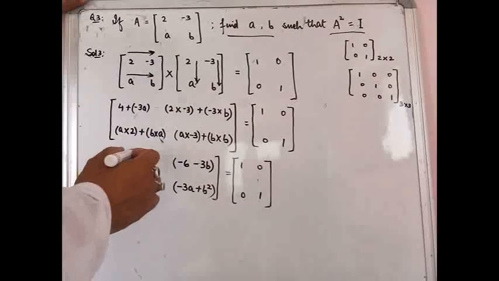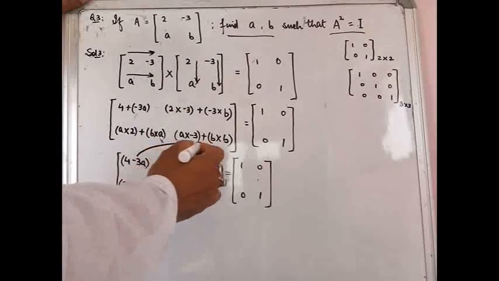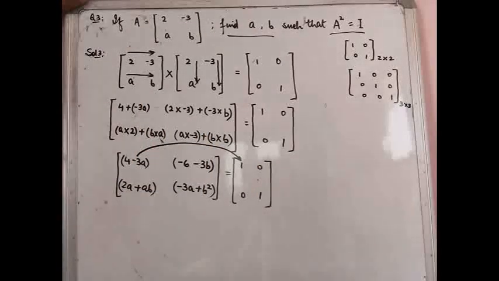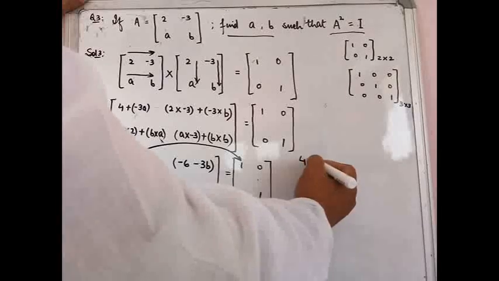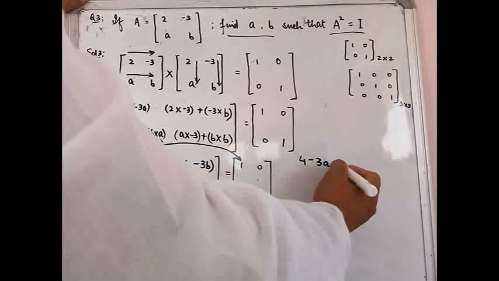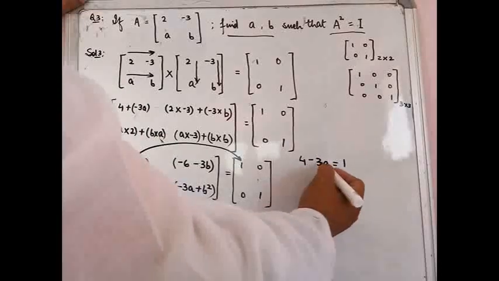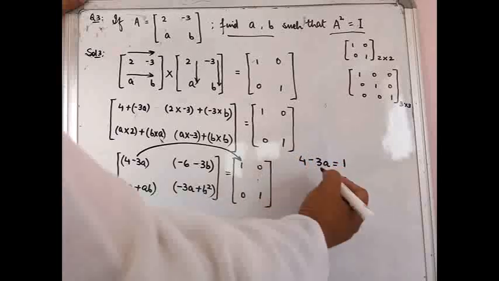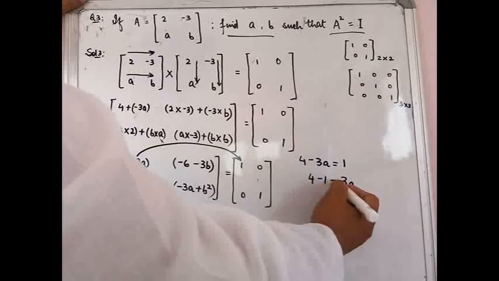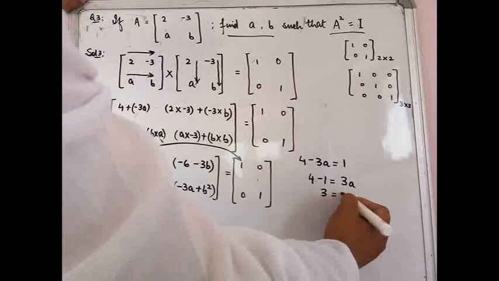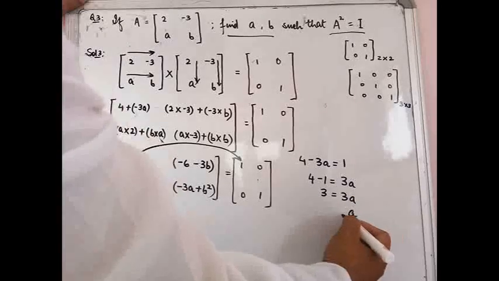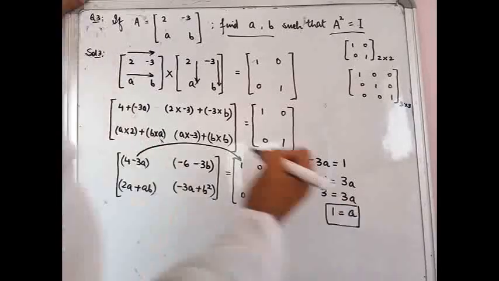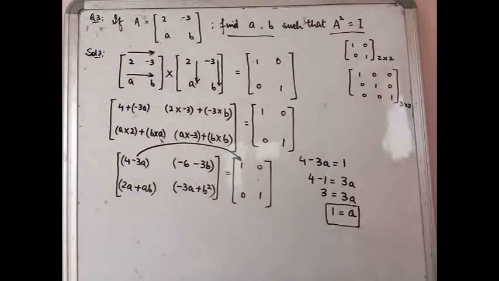So please note, the first element here will be equated with the corresponding first element over there. So you write 4 minus 3A will be equal to 1. That means minus 3A goes to the right side, becomes plus 3A. 1 comes to this side, so it becomes 4 minus 1. So 3 is equal to 3A. That means A is equal to 1. So the first value I have got, A equal to 1.